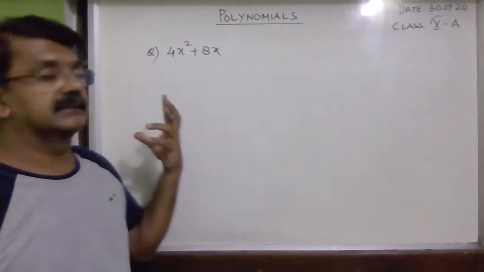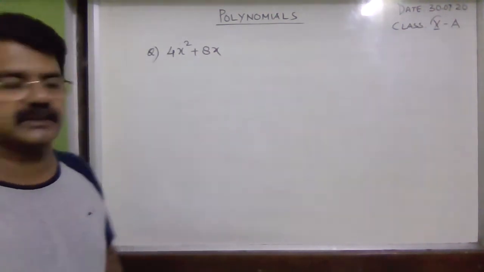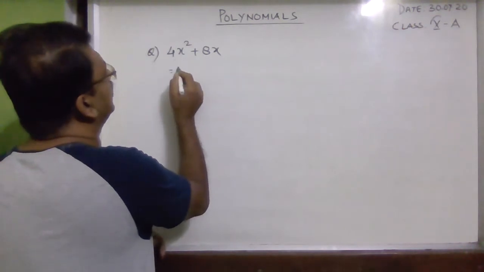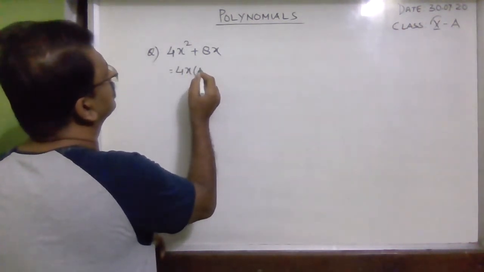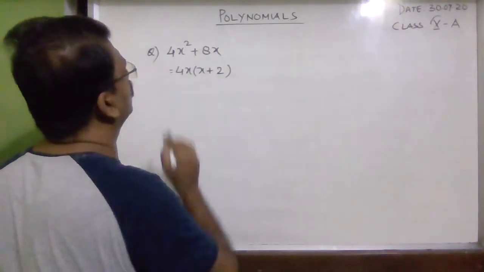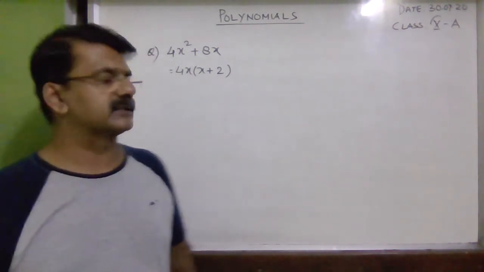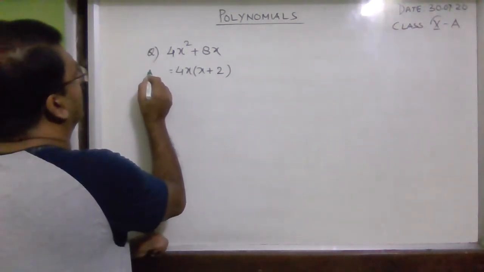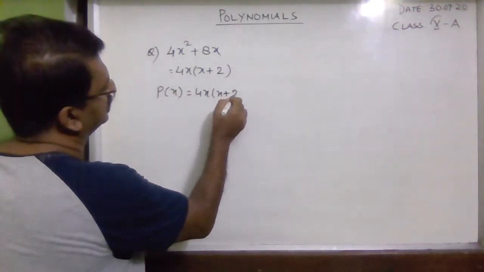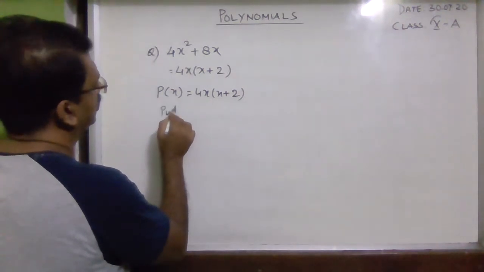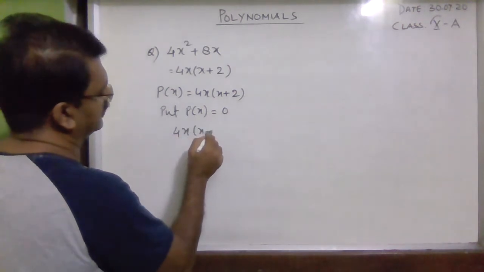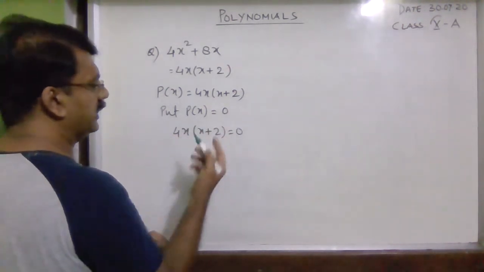the roots or the zeros of this quadratic polynomial. For that, we'll factorize it. You can see from these two we can take 4x common, and in the other bracket we will have x plus 2. If you take 4x common, then in the other bracket you will have x plus 2. Now see, you can say that p of x is equal to 4x times x plus 2. Put p of x is equal to 0. That is 4x into x plus 2 is equal to 0. 4 cannot be equal to 0.